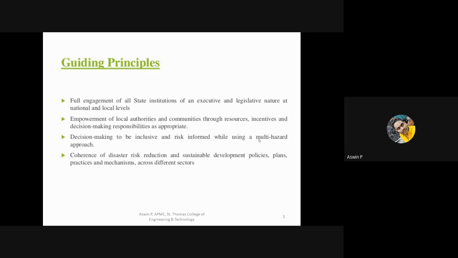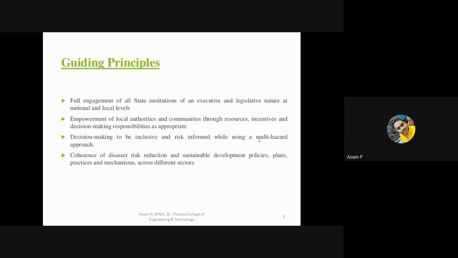Also include the people from the local authority, the local community, because they may have their priority and they may have more than the people who are from the outside. They may have a good view on escaping or overcoming from a disaster impact. These are the 8 guiding principles.